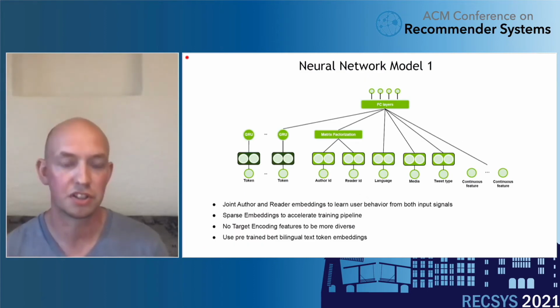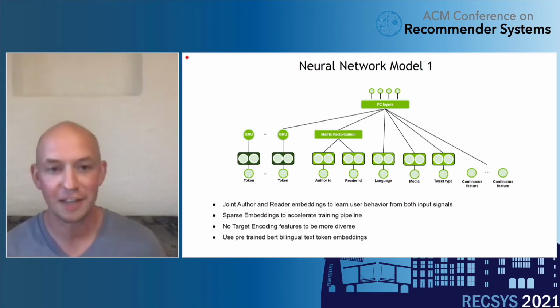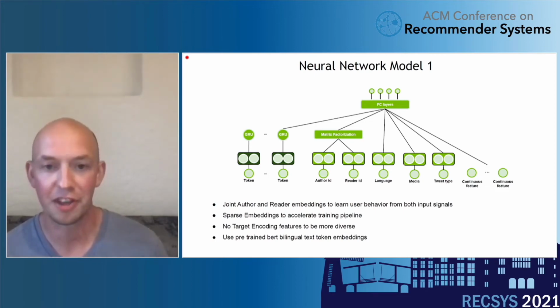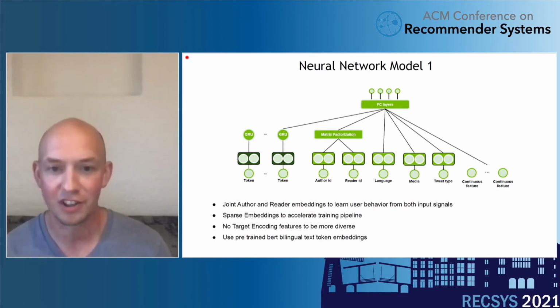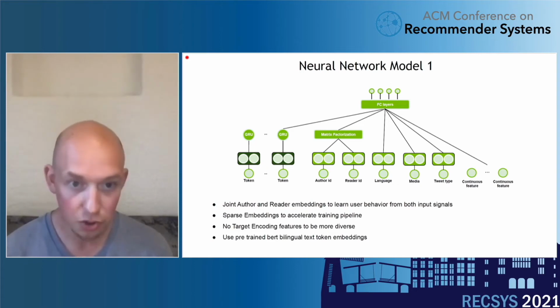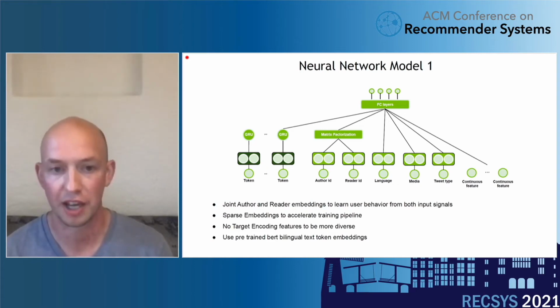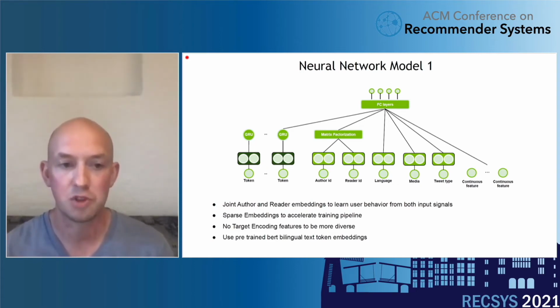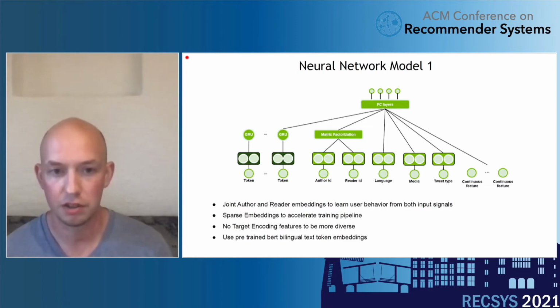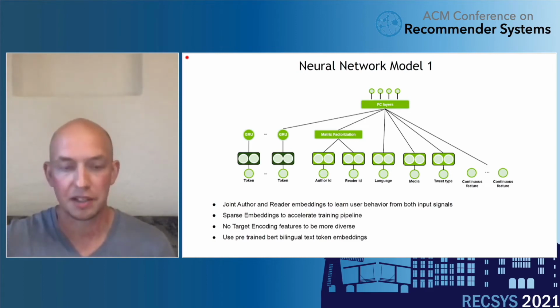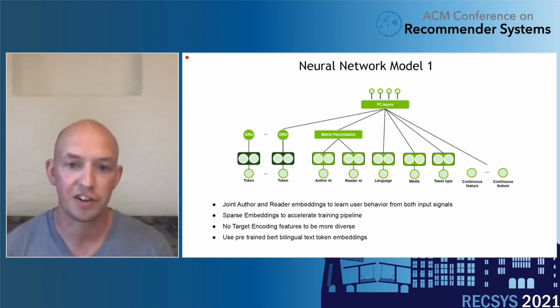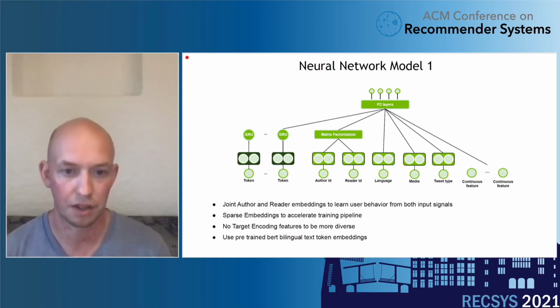Coming to the neural network part. The neural networks all have a common theme, but they are super diverse and different as well. One part which all of them share is that we jointly embed the author and reader, as you can use the same ideas. Like if a certain hash is an author and it happens as a reader, it's the same user. So we learn behaviors from both input signals, when it was a reader and an author.